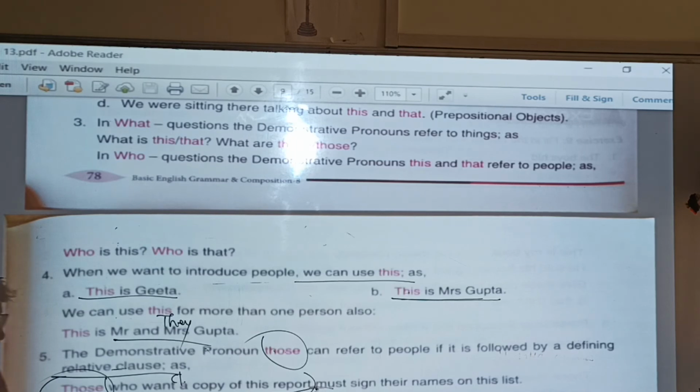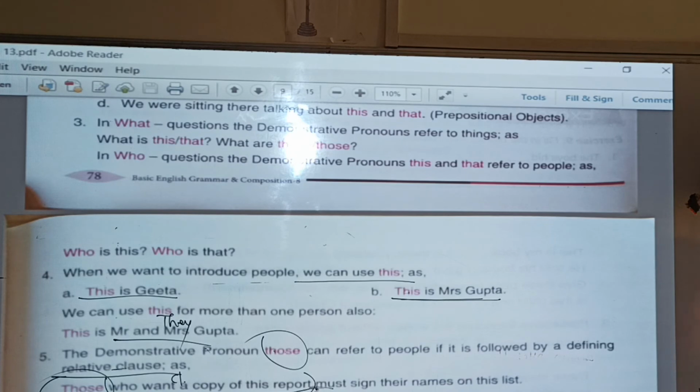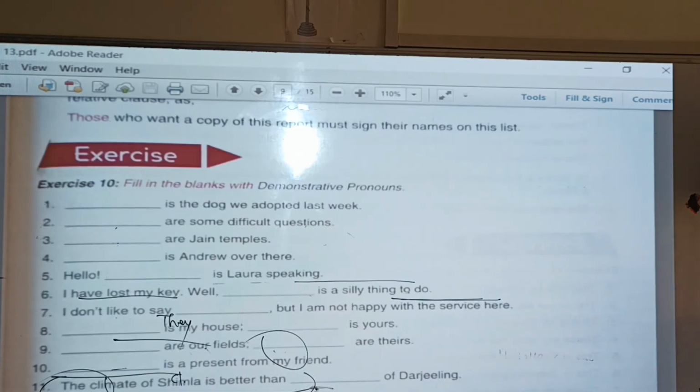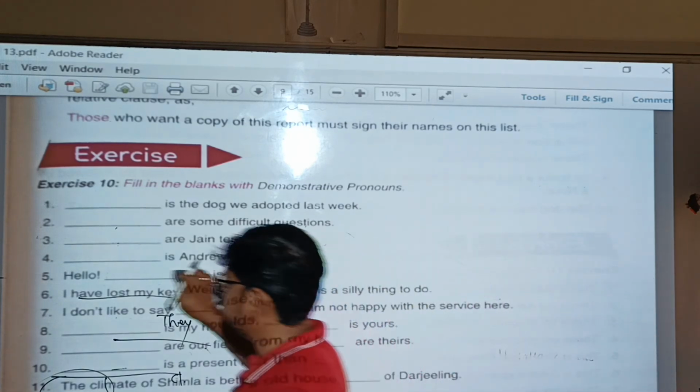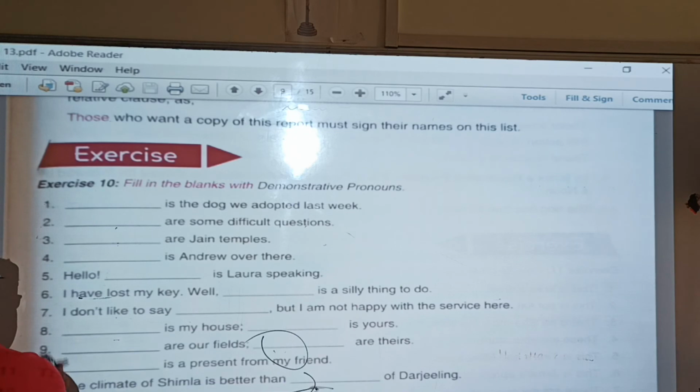So let's see the exercise. It is very simple. If it is singular, then we are using this and that, and if it is plural, then we are using these and those. Now let's see the exercise. I will give you only two answers. The rest of all you will have to solve.